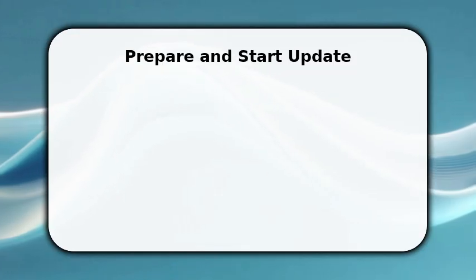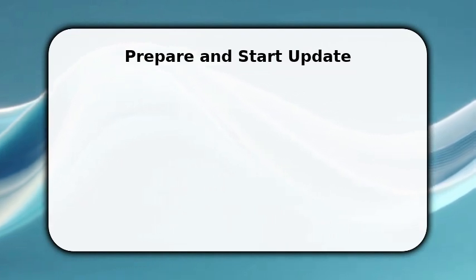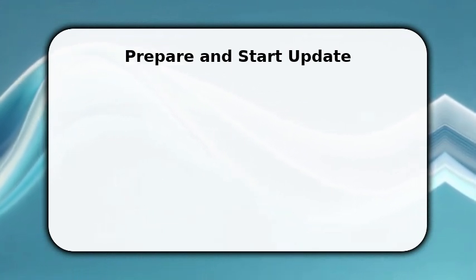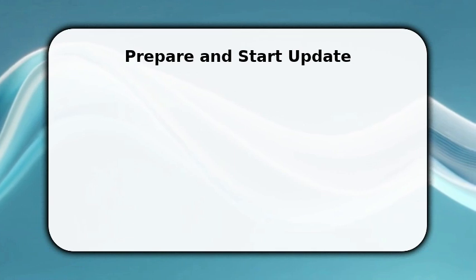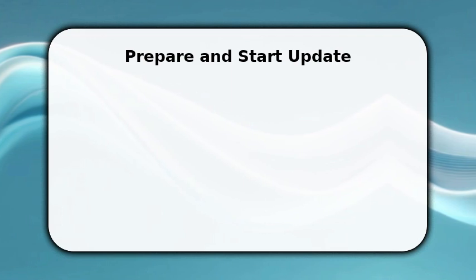You start by verifying prerequisites and initiating the update now. Open Settings, go to Update and Security and click Check for updates. This locates the latest Windows 11 build. Make sure you have a current backup and an AC connection so the process won't abort.